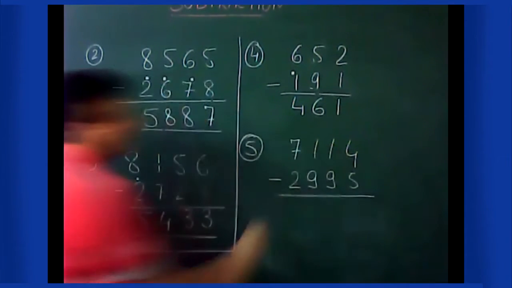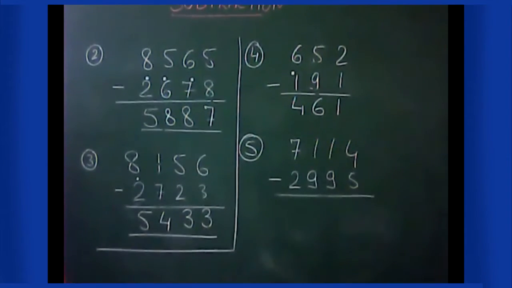Do this one. 714 minus. 4 minus 5 is not possible. What is the best friend of 5? The best friend is what makes it 10. Best friend means the number and its best friend together make 10.